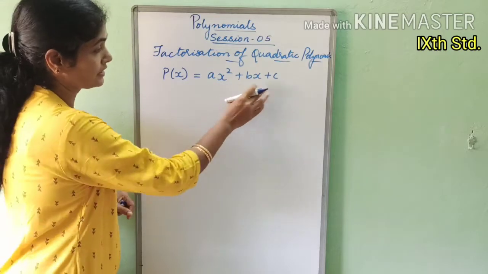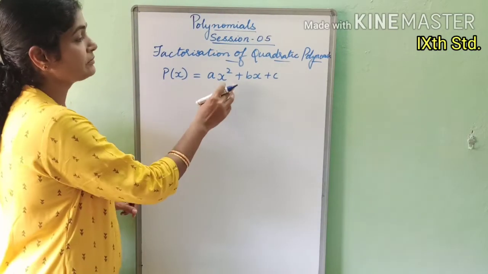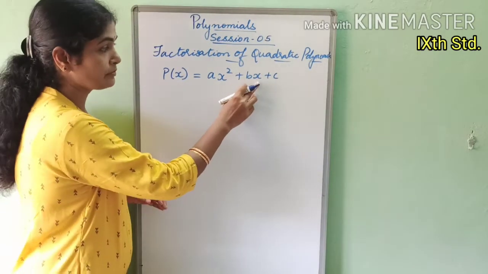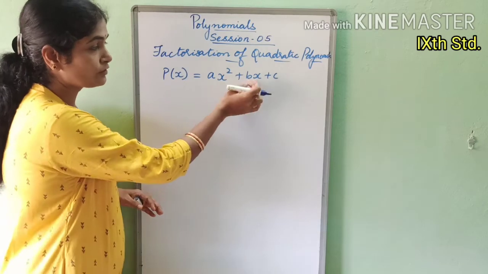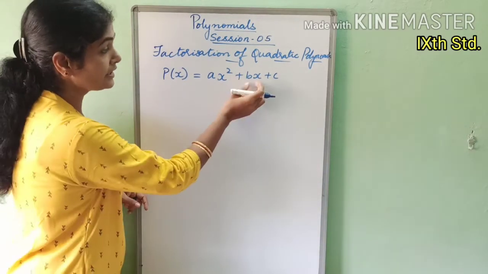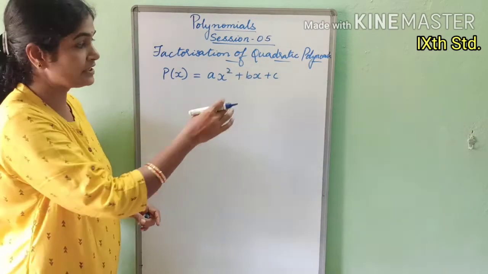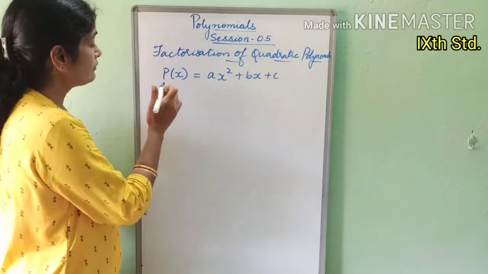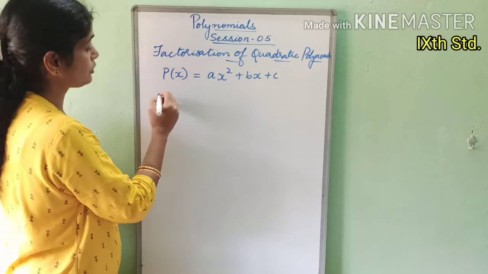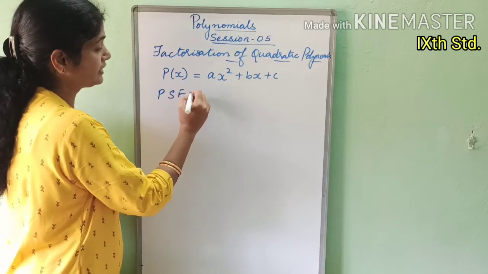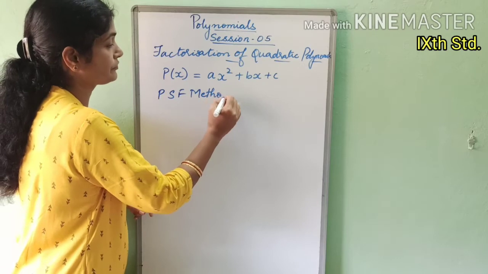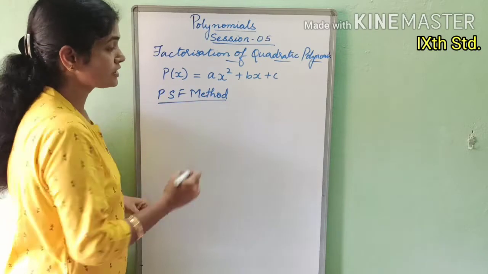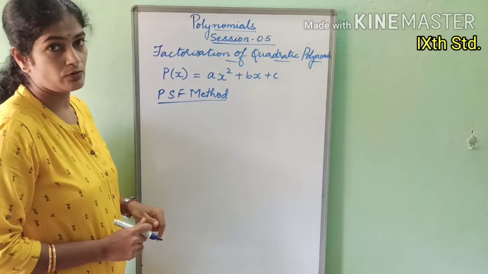Now when you look at this quadratic polynomial ax square plus bx plus c, how have we learned to split the middle term? The middle term is nothing but this bx. You have to split it in such a way that whenever you add or take the difference, that is equal to the middle term itself. So how have we done that? We have used the product sum factor method. P product, S sum, F factor. The PSF method we have used to factorize this quadratic polynomial.